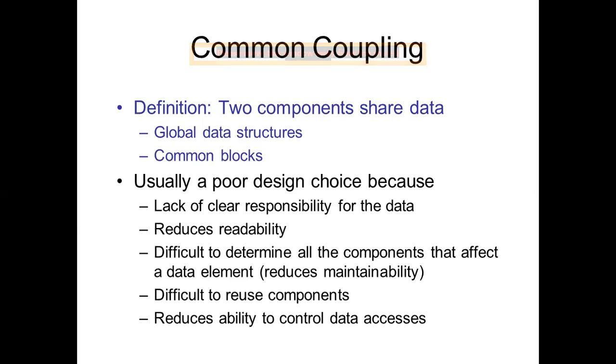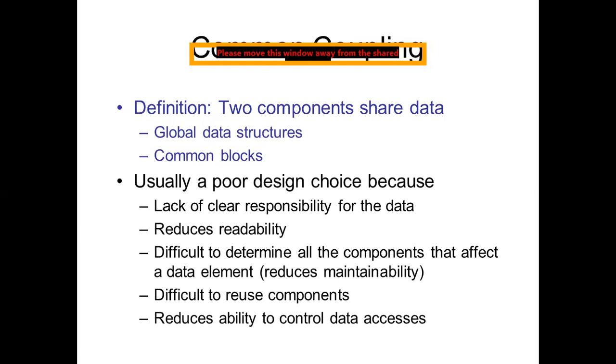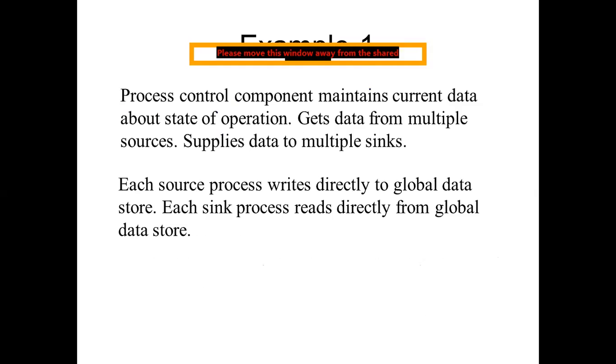We cannot access the data of each component with the help of another component, as we have seen in the preceding case, because here interdependency is less or less powerful. Now this is another example of this type of coupling. The process control component maintains current data, only the current data about a state of operation. It gets data from multiple sources and supplies data to multiple things.